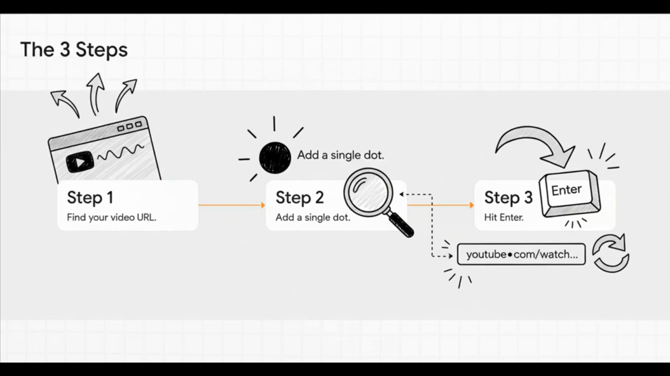So, how do you actually do it? Well, you're gonna love this, because the technique itself is almost laughably simple. Let's walk through it. It's literally 3 steps. That's all. First, you've got your YouTube video URL. Second, you just pop in that one tiny addition. Third, you hit enter and let the page do its thing. That's it. So the only question is, where does the dot go?